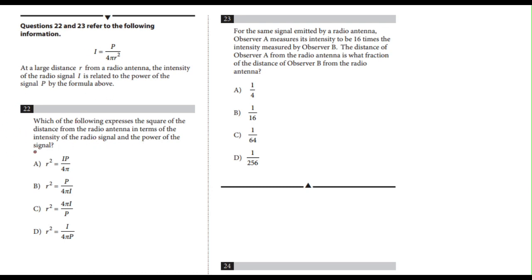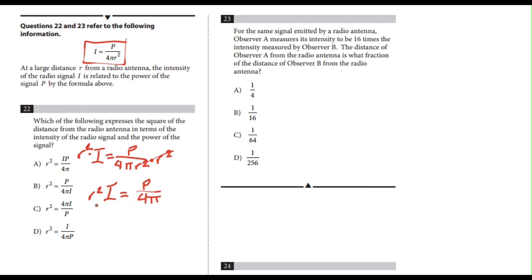So if we look at the answer choices, we can see that they all have r squared equals. Given the equation that they give us in the beginning, I equals P over 4 pi r squared, it's evident that our goal is to get r squared by itself. Our first step is to multiply r squared on both sides. On the left side, we'll have r squared times I equals. On the right side, we'll have P over 4 pi r squared. These r squareds cancel, and it'll just be P over 4 pi.